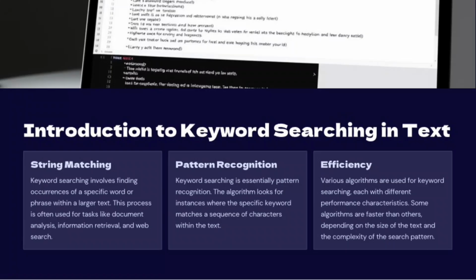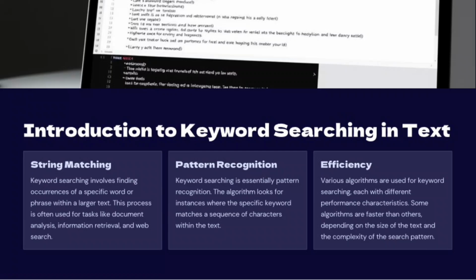Introduction to keyword searching in text. String matching. Keyword searching involves finding occurrences of a specific word or phrase within a larger text. This process is often used for tasks like document analysis, information retrieval, and web search.